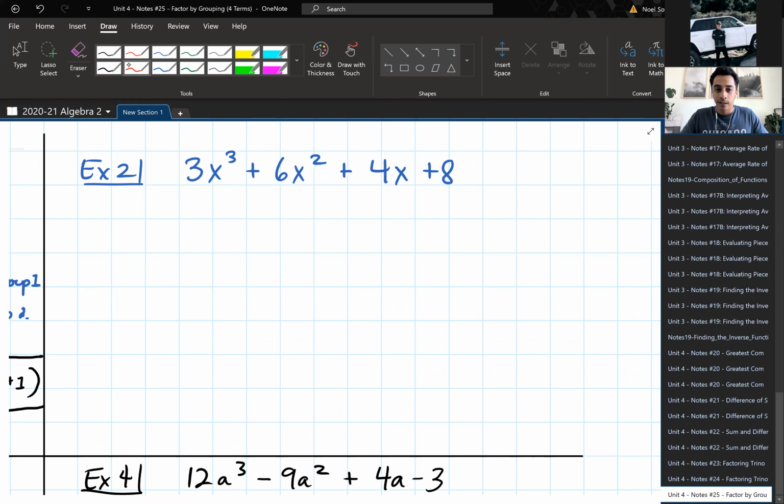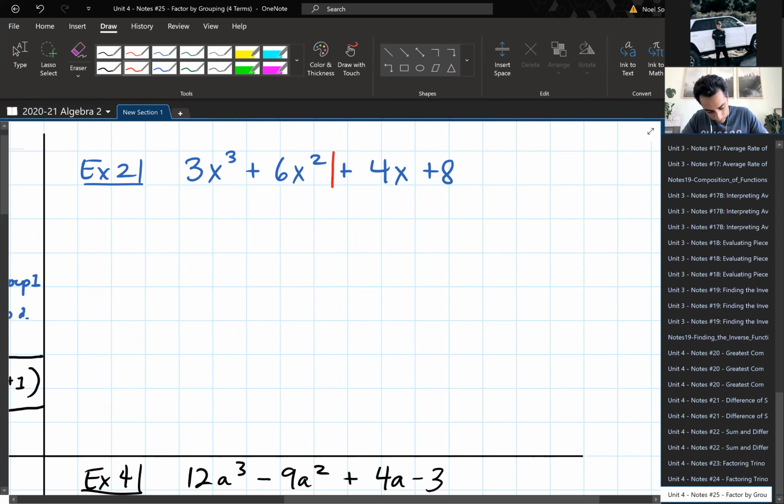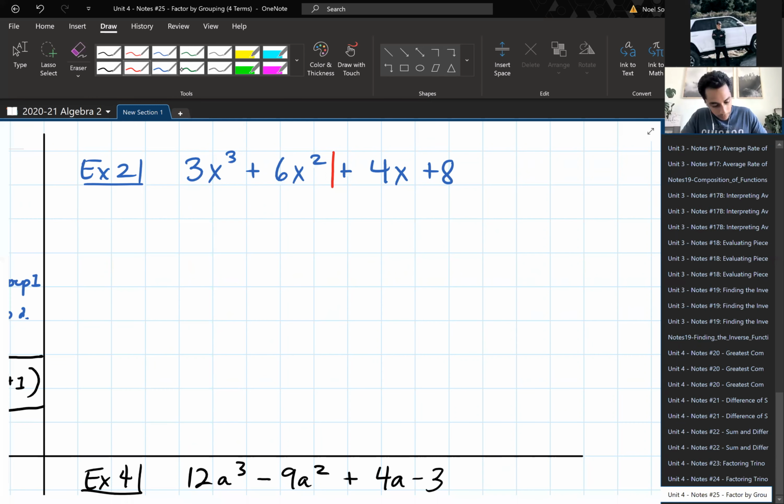No, right? 2, 4, and 8 could be divided by 2, but not 3, right? So no GCF between all 4. So we're going to go ahead and jump into the grouping. Split your 4-term polynomial down the middle, and let's take a look at what the GCF would be of your first 2 terms. What would that be?